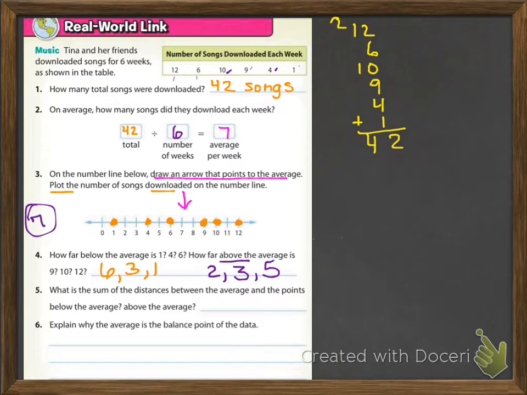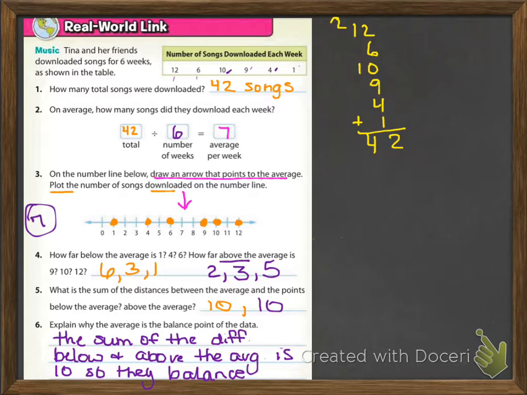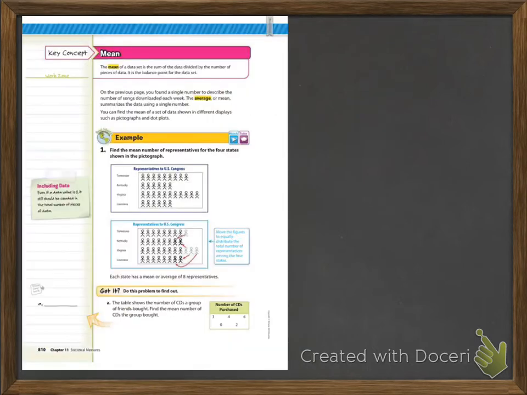What is the sum of the distances between the average and the points below the average and above the average? So what that means is if I add 6 plus 3 plus 1, I get 10. And if I add 2 plus 3 plus 5, I also get 10. That's an interesting fact. Explain why the average is the balance point of the data. On this explanation, it just says the sum of the differences below and above the average is 10, so they balance. The explanation for that wasn't my favorite, but I do want you to have it there.